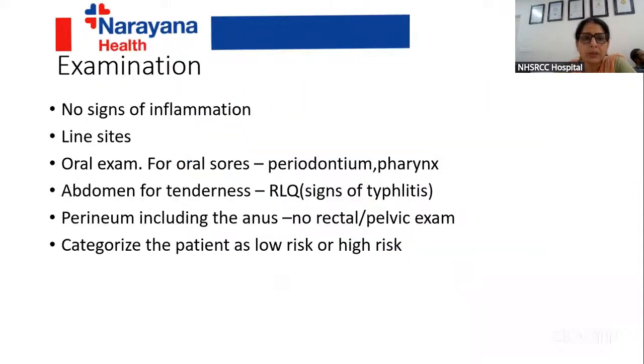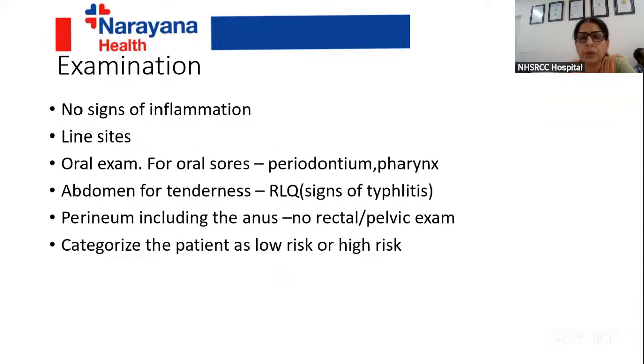Now, at times, because of the neutropenia, you may not find any signs of inflammation, but you should definitely do all this, and you should look at the line sites, do an oral cavity examination, and look at the periodontium and the pharynx. The abdominal examination should be basically to see if there's any typhlitis, if there's any tenderness, so whether the child has gone into a neutropenic colitis or not.